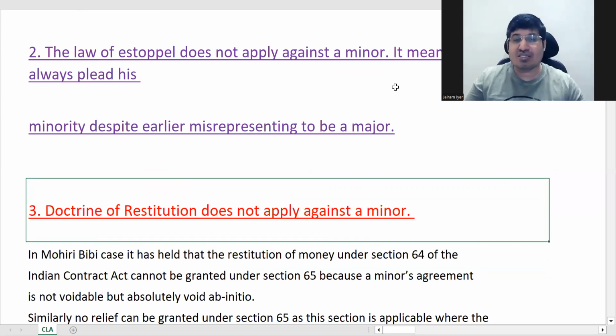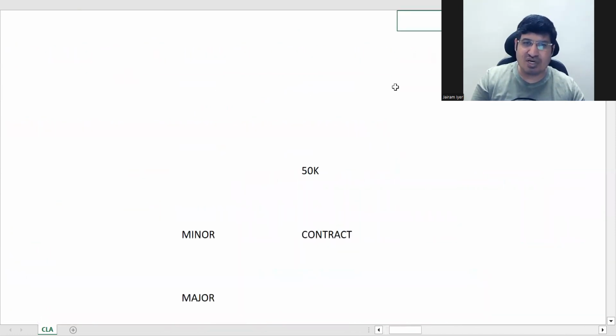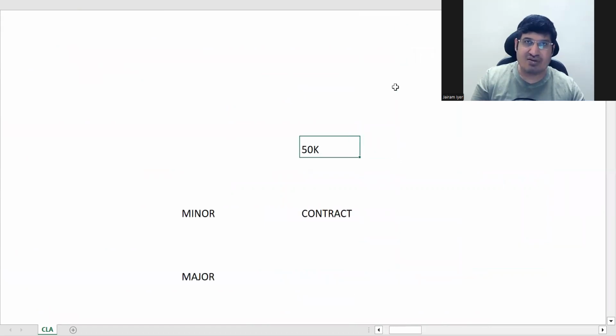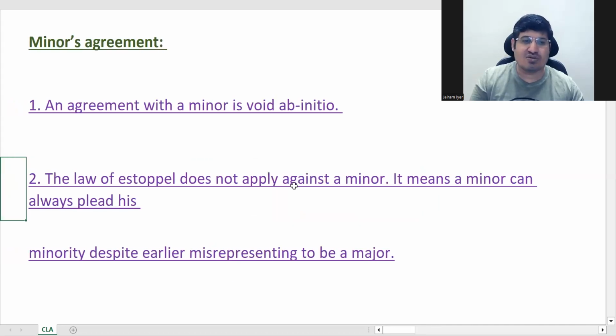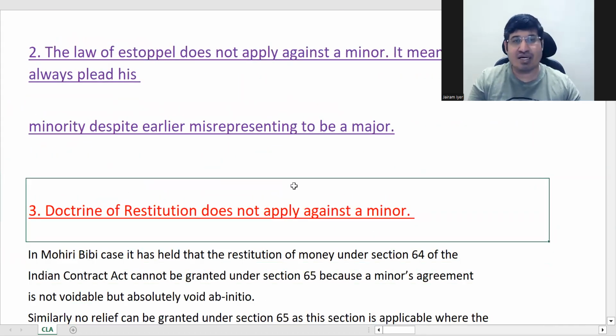Restitution means restoring something back. In the example we took here, it means restoring this 50K back. The general law of contract is that if you have taken anything illegally from anyone, you have to restore it back to that person. But it does not apply against a minor.